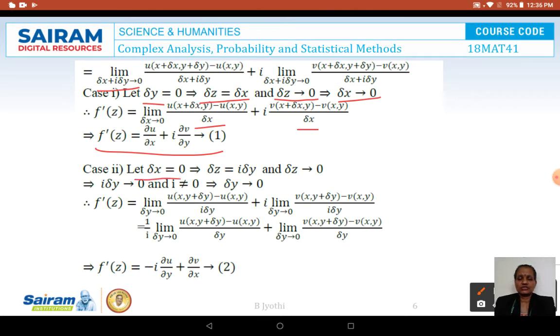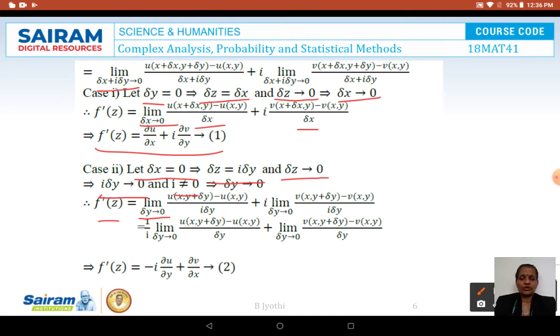Let's consider case 2 now. In case 2, vice versa, that is Δx is 0, which implies Δz is iΔy. When Δz tends to 0, iΔy tends to 0. And since i is not equal to 0, therefore Δy is tending to 0. So our f'(z) becomes, in the limit Δy tending to 0. Here in case 1, Δx was tending to 0, whereas in this case, Δy is tending to 0.